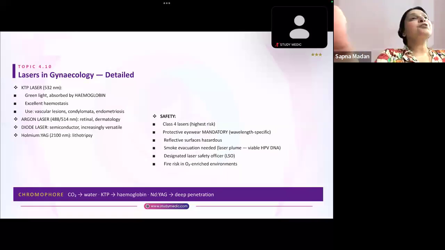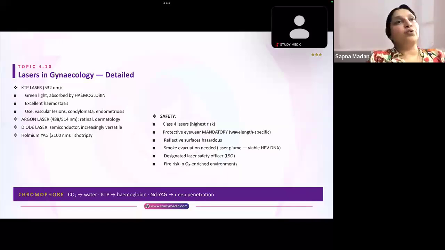Now, as far as safety is concerned, lasers are divided into 4 categories, and it is class 4 which is used in medical practice, and that also has the highest risk. So you have to use protective eyewear, okay, which is mandatory when you're using lasers. Reflective surfaces are hazardous, and the smoke which is generated when you're using a laser has to be evacuated.